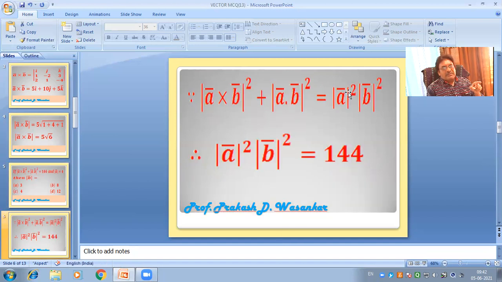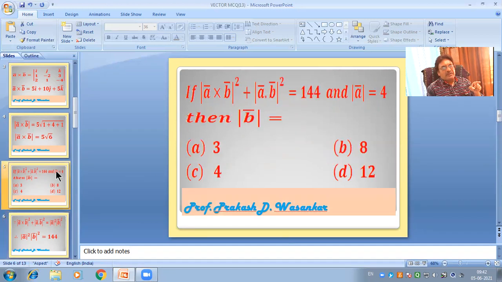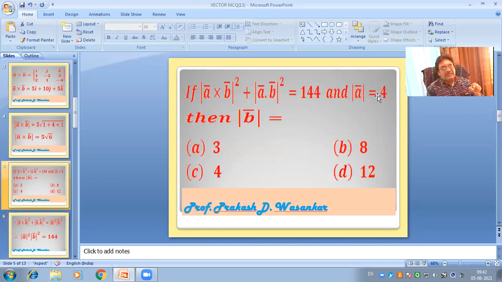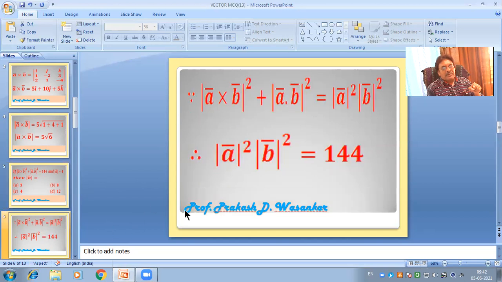Therefore, magnitude of A bar square into magnitude of B bar square is equal to the LHS, which is given, that is 144. So we write that this equals 144. Again we put magnitude of A bar, which is given as 4, so magnitude of A bar square is equal to 4 square, that is 16.